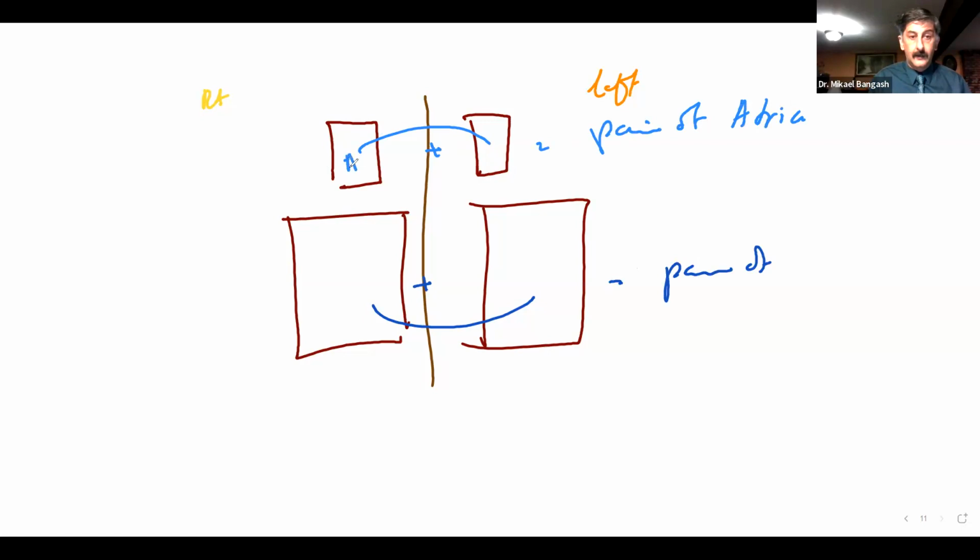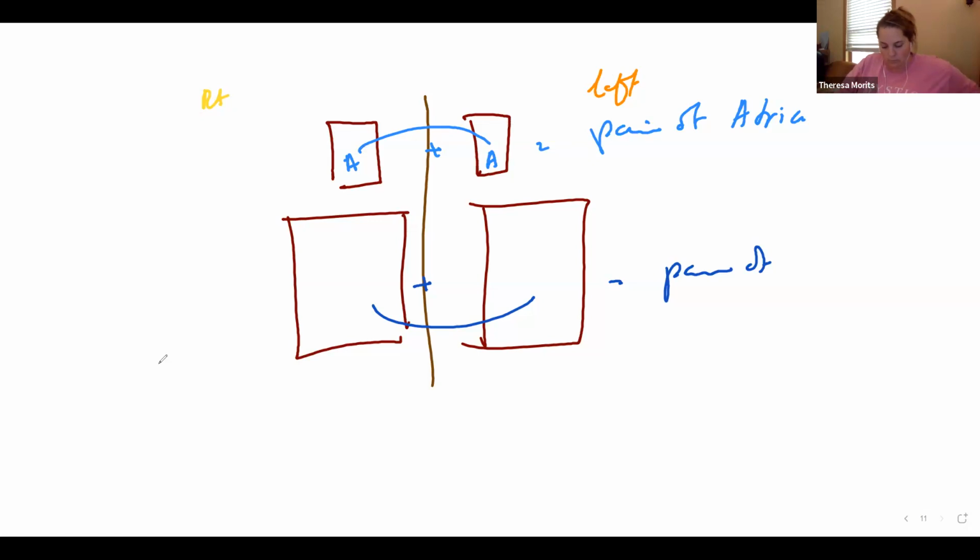The name of this room here is going to be the atrium, and the name of this room here is also the atrium. So we have a pair of atria. There's going to be a right atrium and a left atrium. An atrium on the right side and an atrium on the left side. Did that make sense?